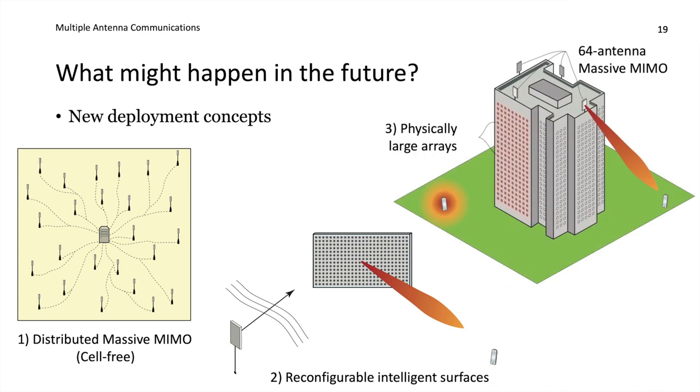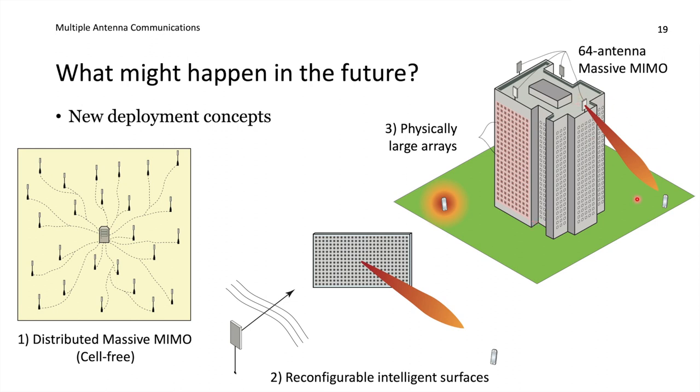And finally, if a 64 antenna massive MIMO array is something that was supposed to be massive, well, it's actually not very large if you put them at a rooftop. It's not much larger than conventional base stations because it's massive in the number of radios, not in the number of antenna elements, and it's not physically large. But we could in the future create truly physically large arrays that might be covering the entire facade of a building. In this case, new electromagnetic phenomena will show up. We will be able to focus the signal energy in a different way.